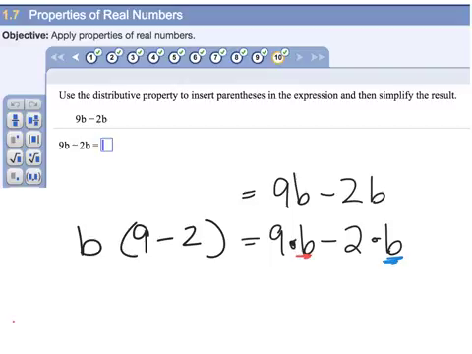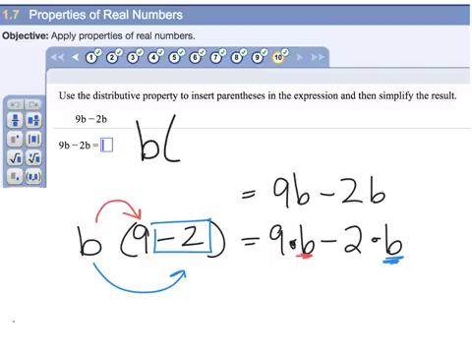And if we want to check it to make sure we're right, we're going to do the distributive property. So b times 9 and b times negative 2. b times 9 is 9b. b times negative 2 is negative 2b. And there's our answer. So what you're going to put in that box is b times the quantity 9 minus 2.